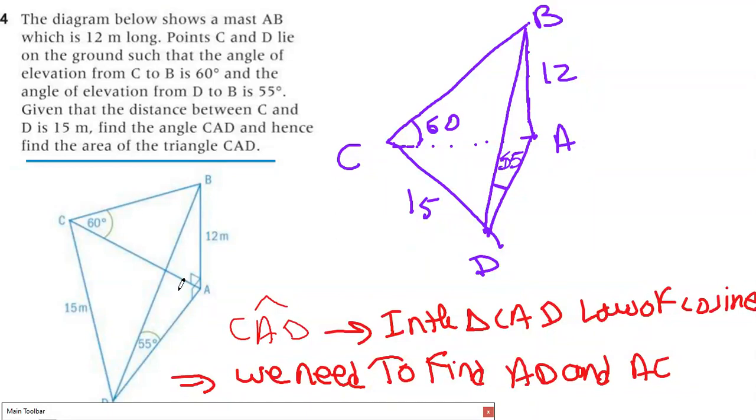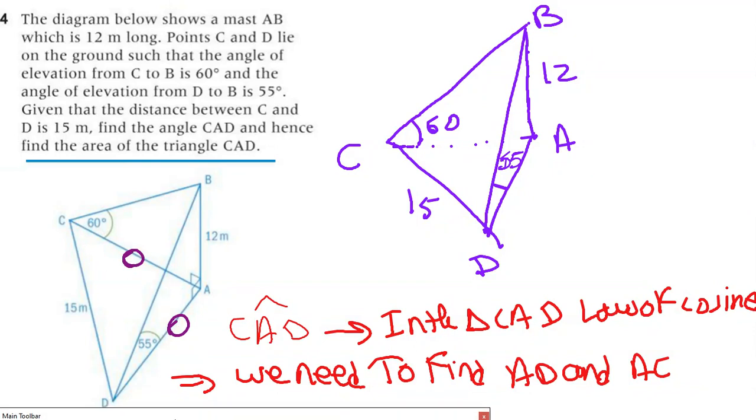To be able to find the angle CAD, I need to use the law of cosines. The law of cosines means I need what's still missing. CA is still missing and DA is still missing. To be able to use CD squared is equal to CA squared plus DA squared minus 2 times these two sides times cosine, I need those two sides. And to find those two sides, I will find each one in a different triangle. So let's start by finding first the sides AD and AC.